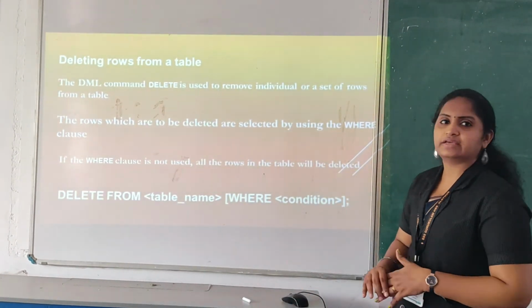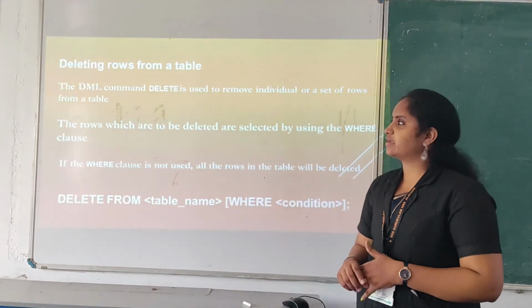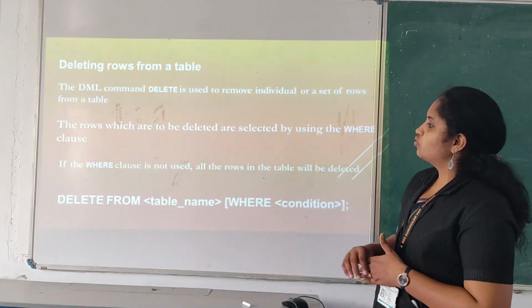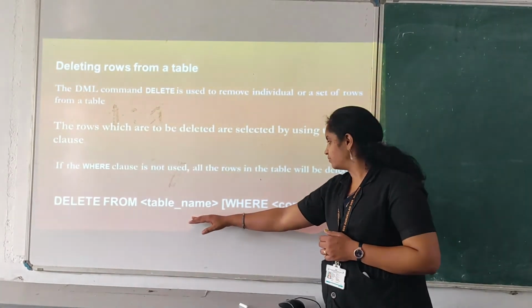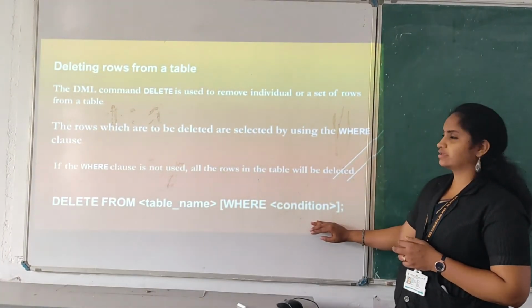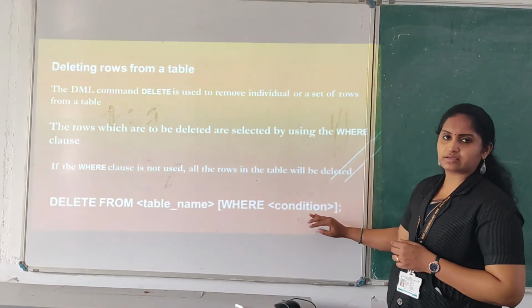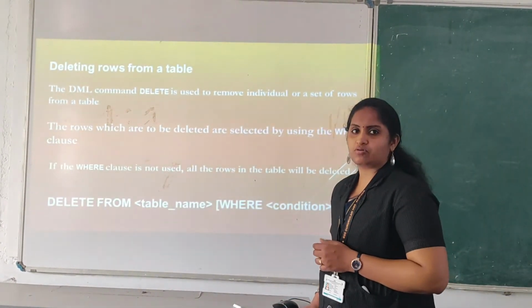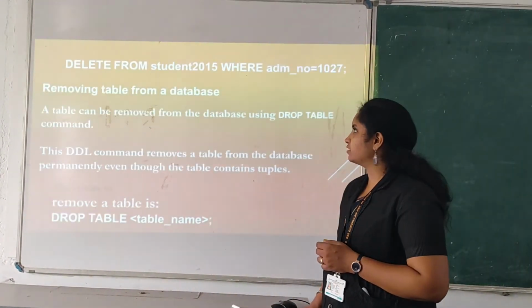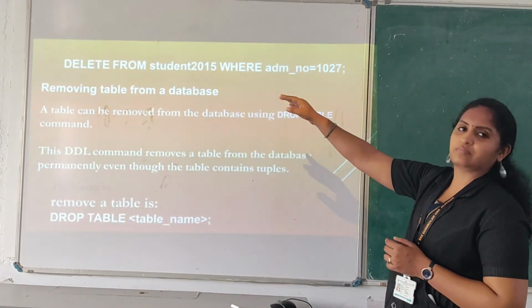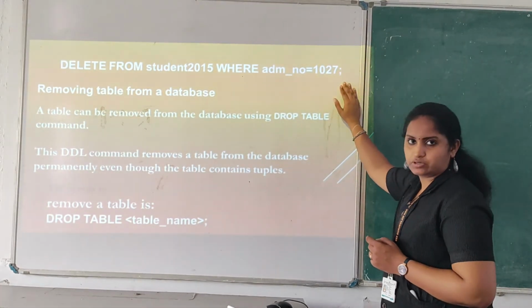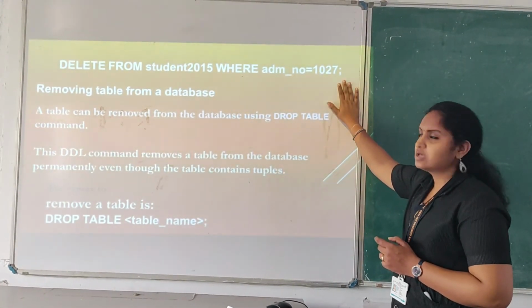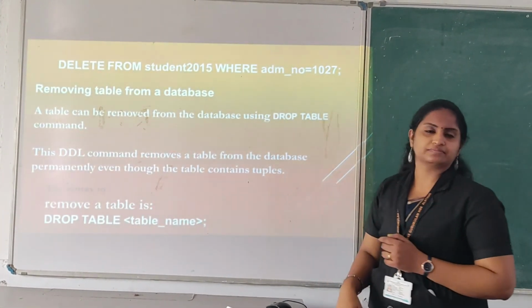And next is deleting rows from the table. How can we delete a particular row? Here you can use the command delete from table name where, and the particular condition you can give. Using the where keyword, you are applying the condition for deleting the contents. Here you can see the example: delete from student 2015 where admission number equals a value. Okay, this particular row you have to delete.